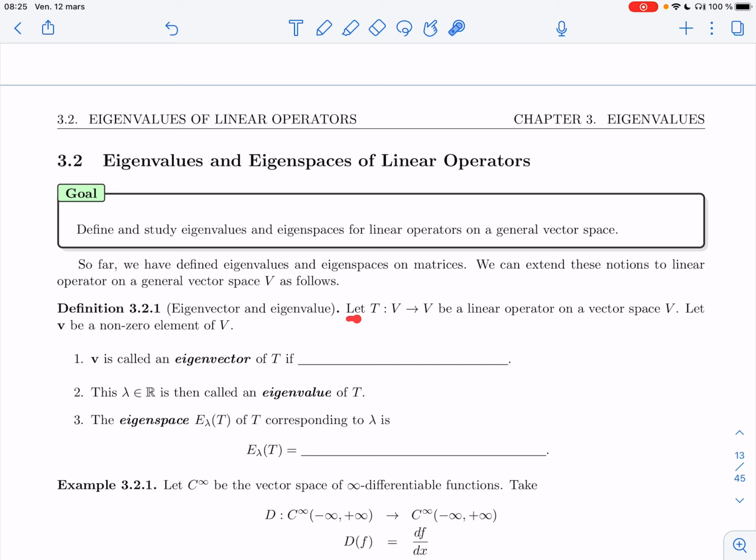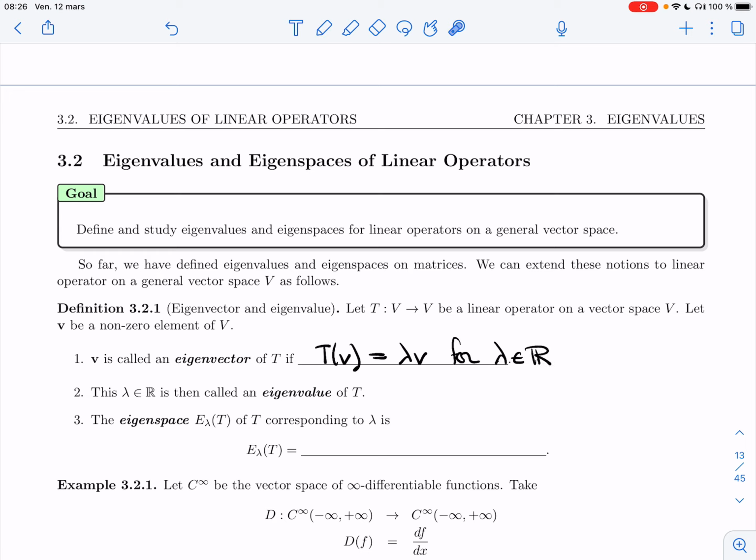So I'm going to take a linear operator from V to V, and V is just any vector space. It could be infinite dimensional, but that's going to be harder to study. So the definition works. It's just that a lot of our tools for computing them wouldn't. All right, so let v be a non-zero element of V. v is called an eigenvector of T if T of v is lambda v for a lambda in R.